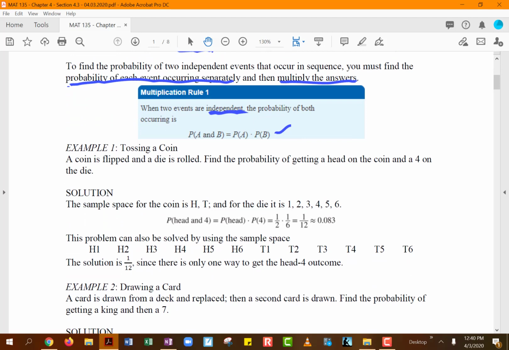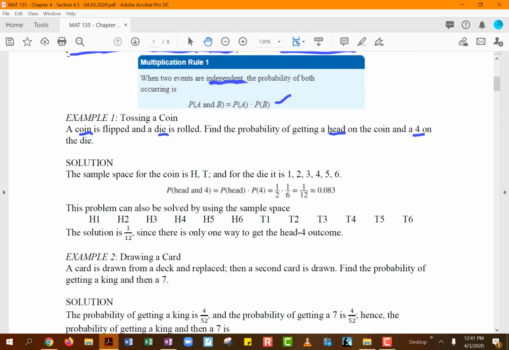All right, so let's look at our first example here. Again we're talking about flipping a coin and rolling a die, so two events. They want to know the probability of getting a head from flipping our coin and the probability of getting a 4 when we roll the die. When you're flipping a coin, remember you only have two outcomes that can happen. You either get a head or a tail, right? And then the sample space for the die would be the numbers 1, 2, 3, 4, 5, or 6.